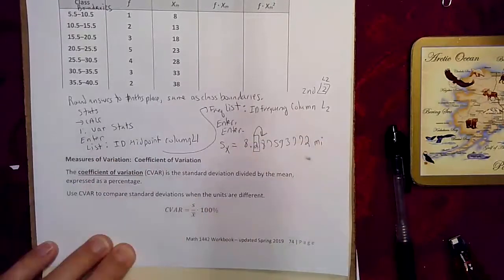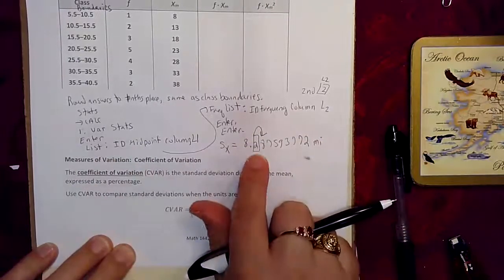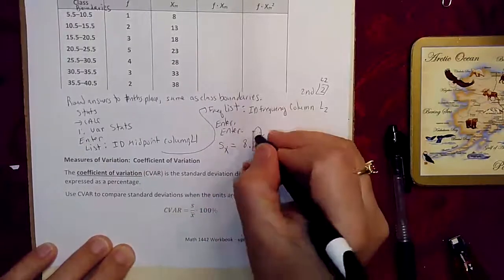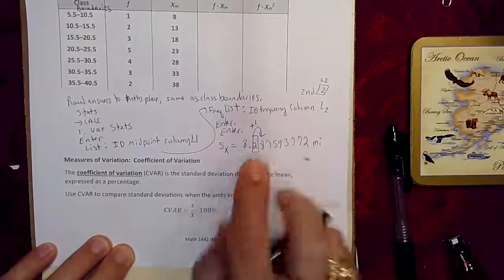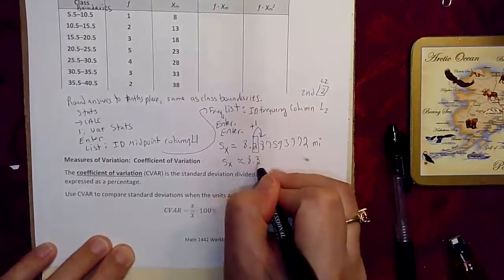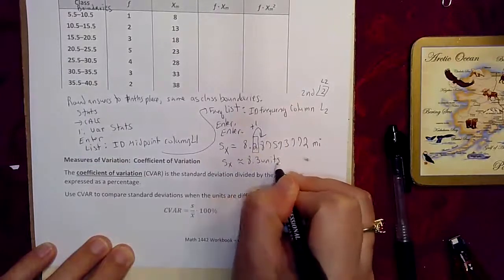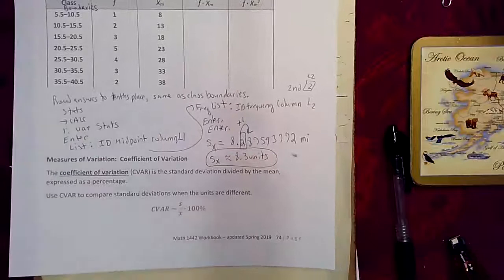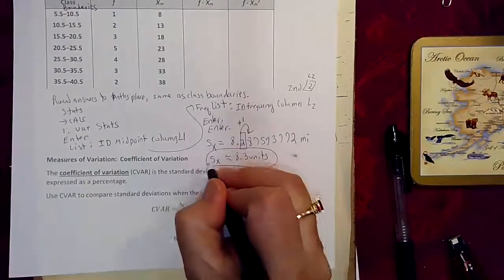As your class boundaries. So look at this is tenths, look at the neighbor. Is this 5 or more? Yes, that's an 8. So add 1 to this. So that's going to be 8.3 units. Okay. Now remember, that's your standard deviation.